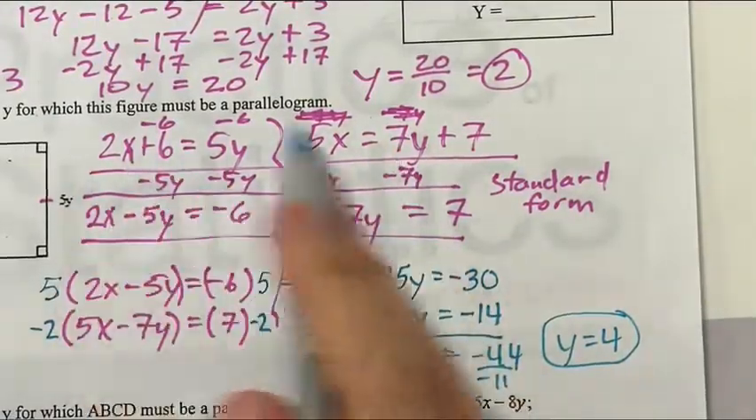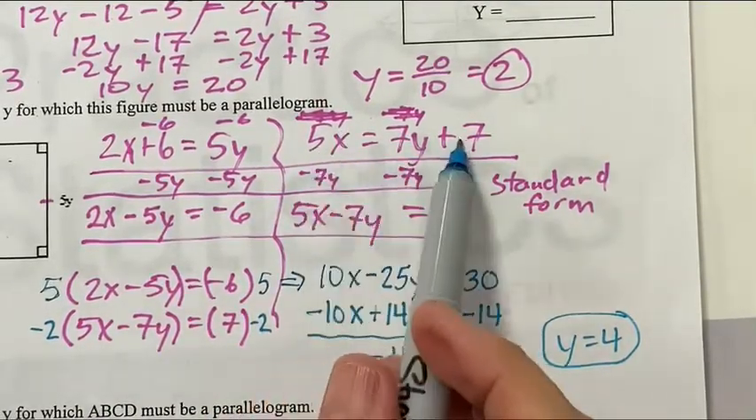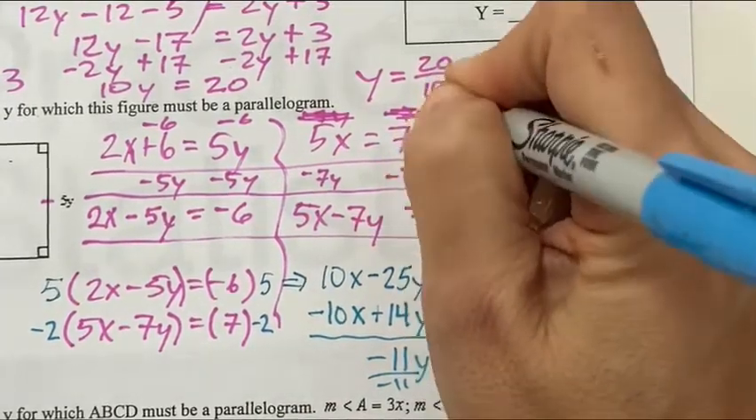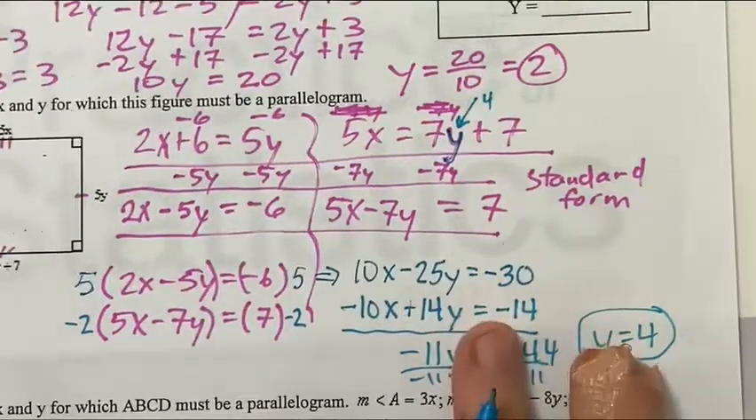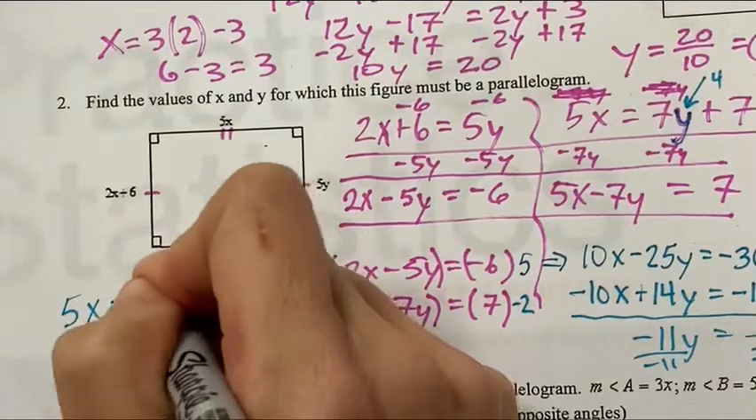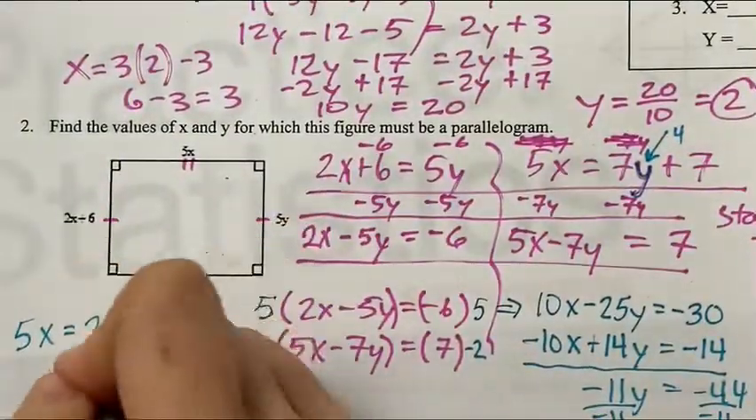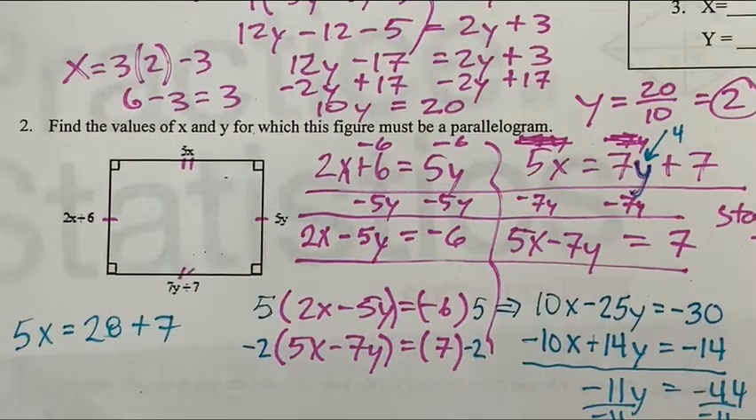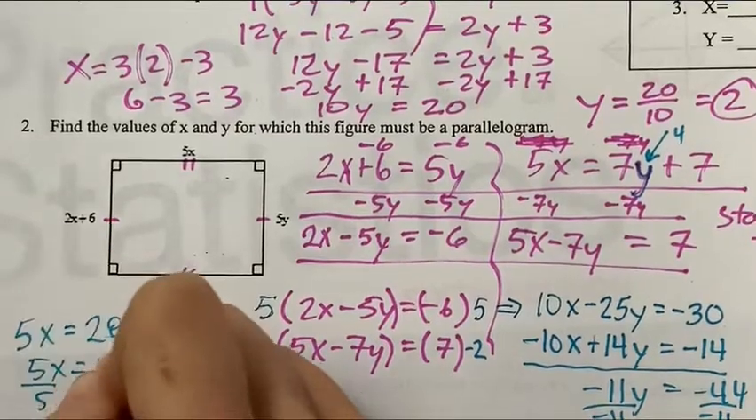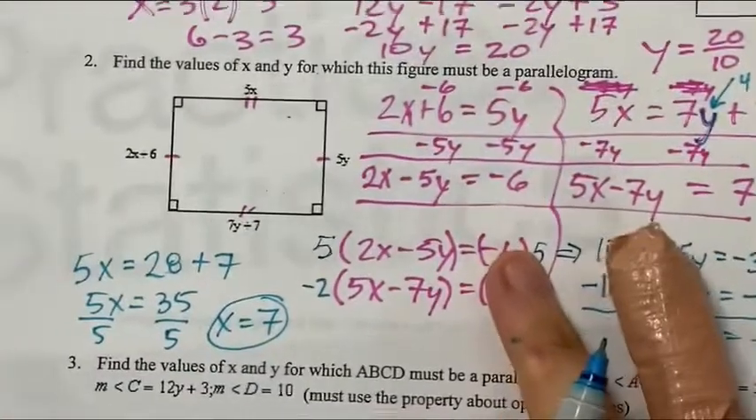Now, any of these equations I can substitute back in. So this one looks perfectly good, right? Y is 4. So where I see this letter y, I can make that 4. So I have 5x is equal to 28 plus 7, because again, y we know is 4. So 28 plus 7 is 35. So x is 7. Got it?